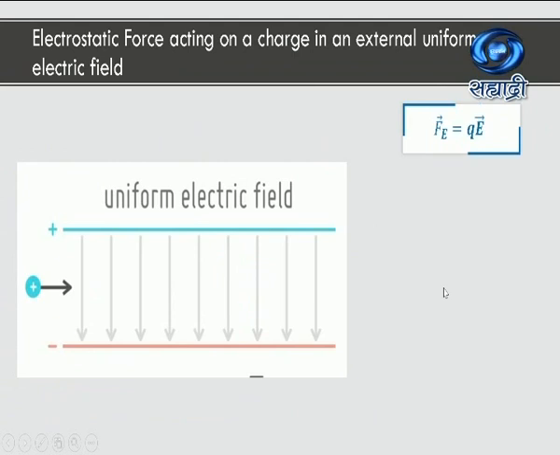Electrostatic force acting on a charge in an external uniform electric field. This was done in class 11th, right? Here I have got two plates. One is positively charged, the other one is negatively charged, right? So an electric field will be produced between these two plates. The direction of that electric field E will be downward, positive plate to the negative plate.